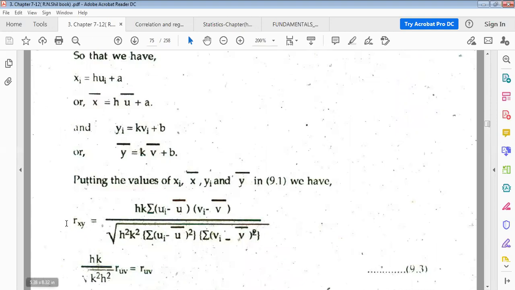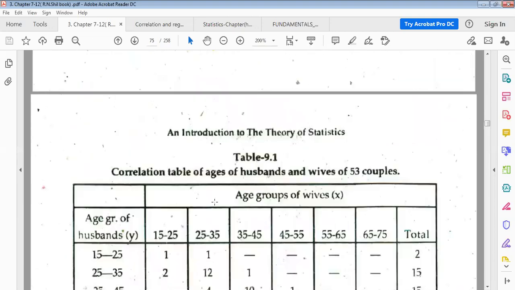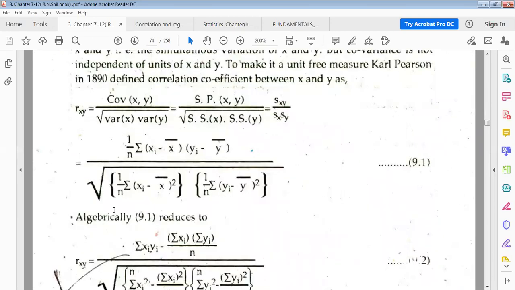This is the formula of correlation coefficients. Just putting these values, we get this, where 9.1 is this. This is the correlation coefficient between x and y. Rxy equals 1 by n summation (xi minus x bar)(yi minus y bar), divided by the square root of 1 by n summation (xi minus x bar) whole square.